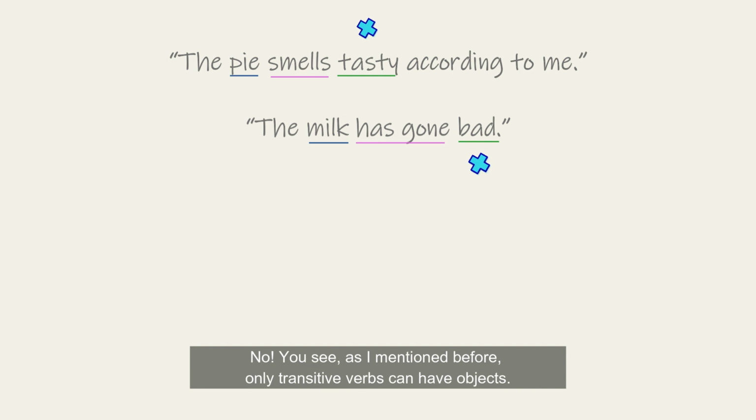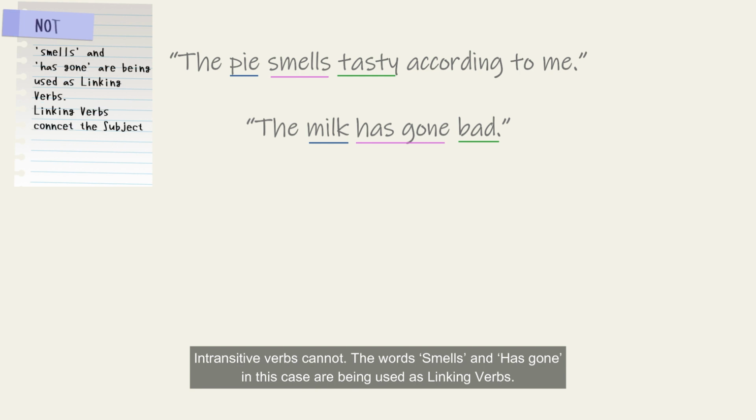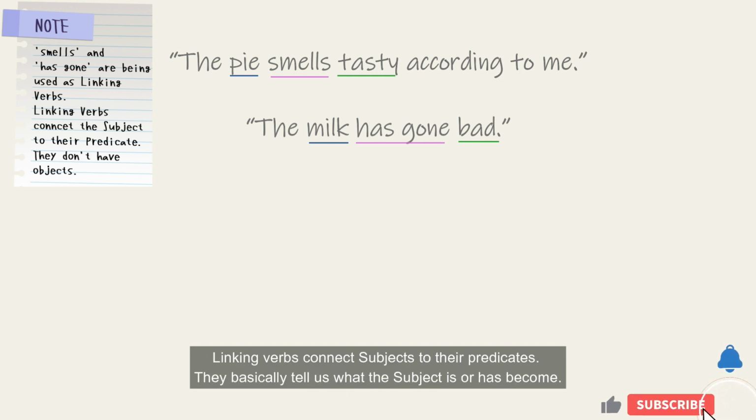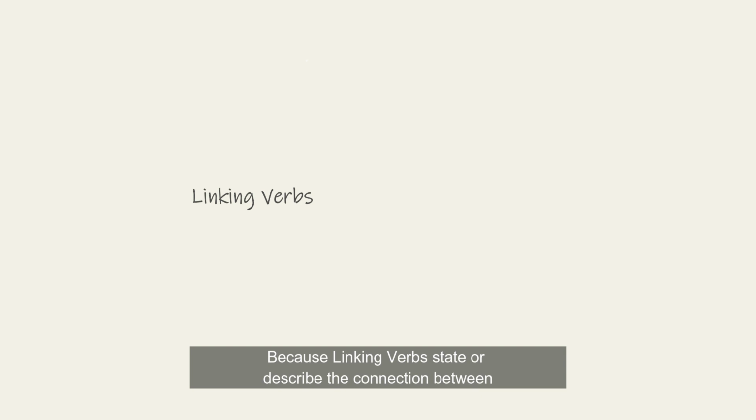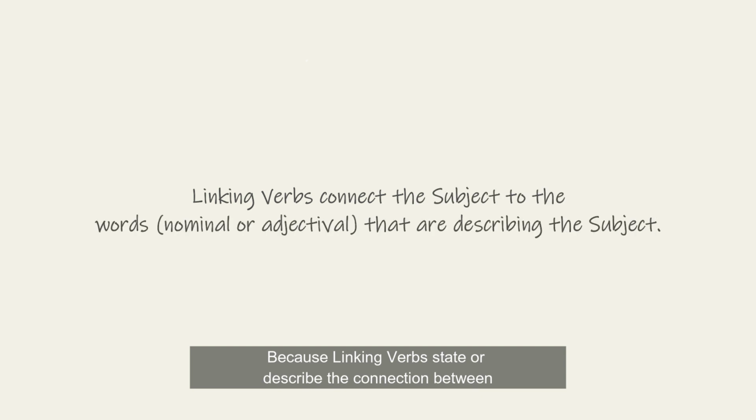No. You see, as I mentioned before, only transitive verbs can have objects. Intransitive verbs cannot. The words smells and has gone in this case are being used as linking verbs. Linking verbs connect subjects to their predicates. They basically tell us what the subject is or has become. Because linking verbs state or describe the connection between the subject and its predicate, nominal or adjectival, they don't take any objects.